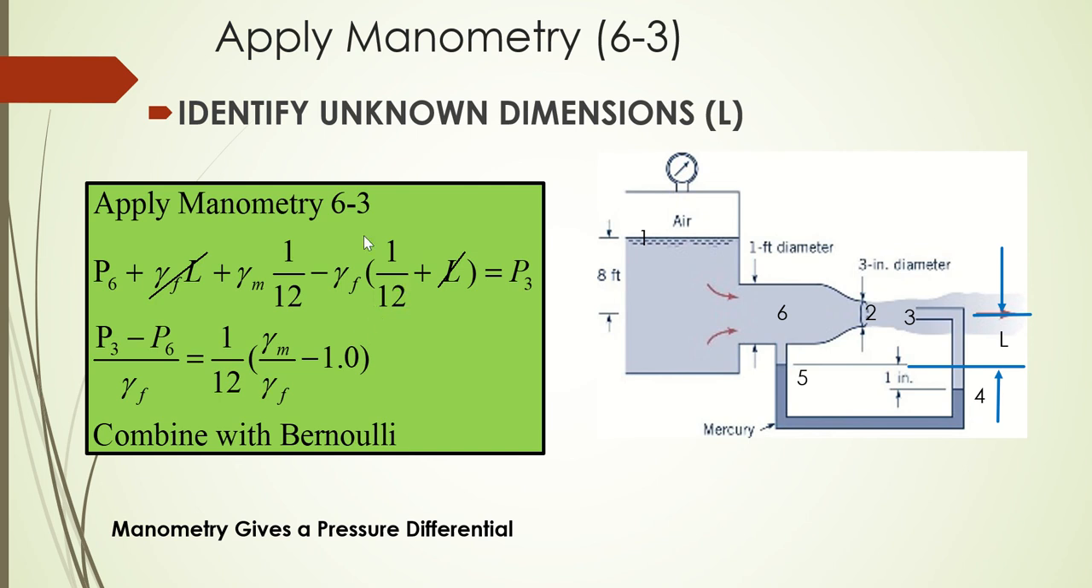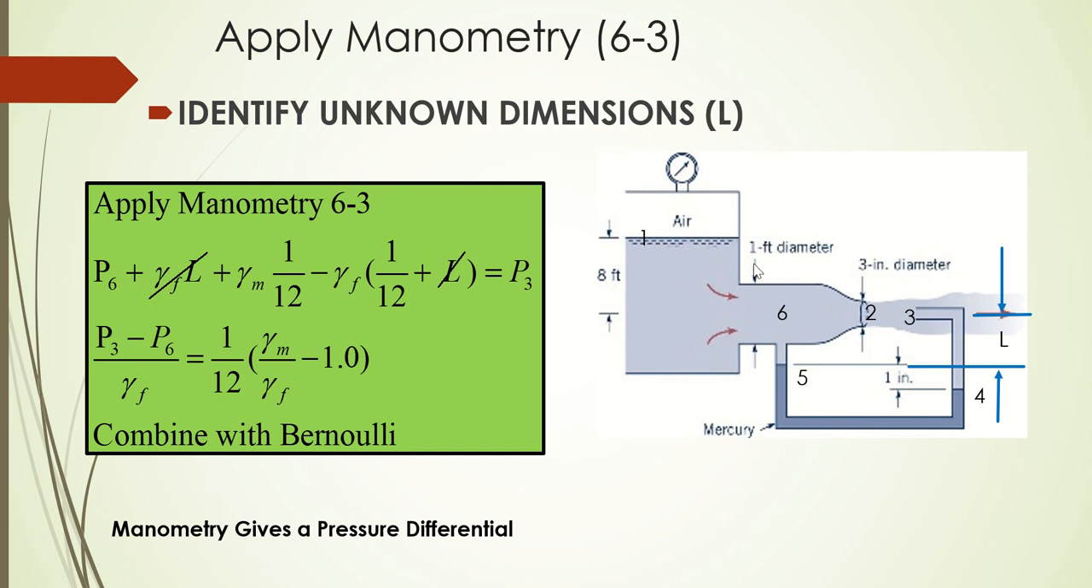So the first step is to define the points involved in my manometry equation. Of course, I'm going to go from point 6 to point 3, because this is point 6, and I want to apply hydrostatics between point 6 and point 3. I could possibly apply it between point 6 and point 5, or between point 6 and 4, but that would not give me any useful information that I could use to apply with my Bernoulli equation.